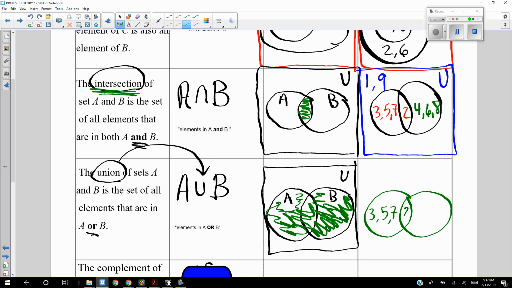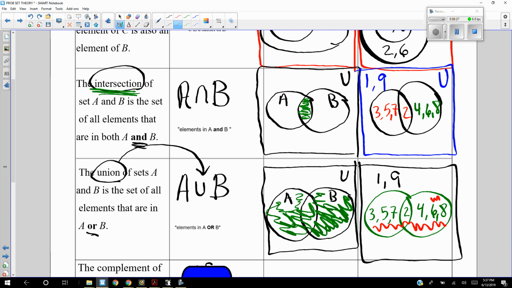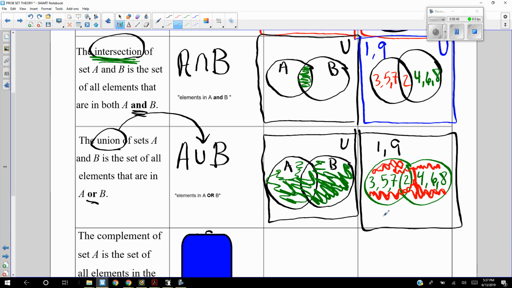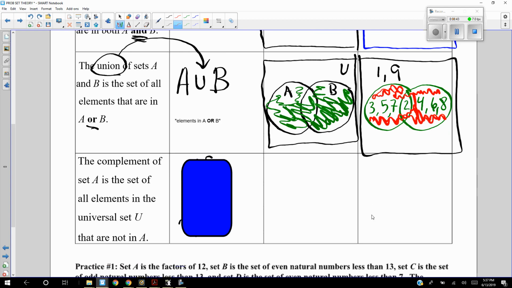3, 5, and 7 are in set A. We overlap 2. And then the universal set, 1 and 9. So our answer for what numbers are in A or B, well, it's everything. That's 3, 5, 7, 2, 4, 6, 8. So if they ask for the union, you would write every single number. You'd be careful not to write 2 twice. I'm not going to shade everything because, again, we'd be covering the numbers up. But it's everything that's in both of those sets when we're talking about a union problem.